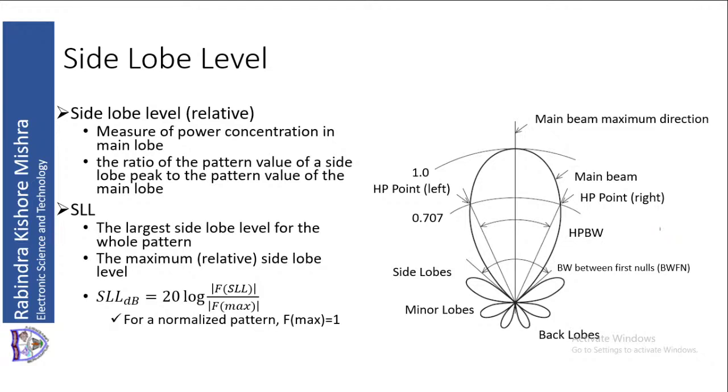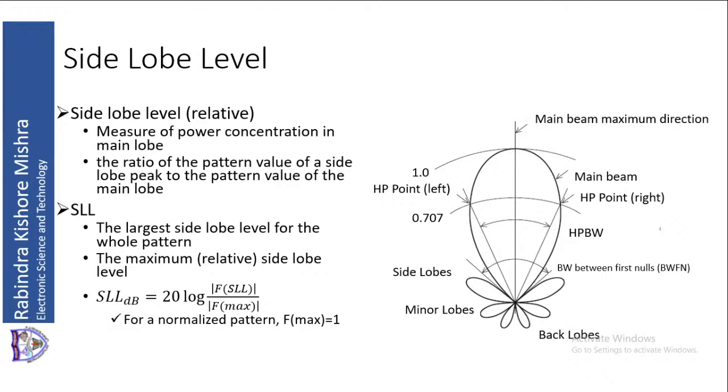The SLL gives you the largest side lobe level for the whole pattern, the relatively maximum side lobe level. Now, if you express it in dB, then SLL dB is equal to 20 log F_SLL by F max. F stands for field pattern: the peak value of the field pattern of the SLL by the peak value of the field pattern of the main beam, that is F max. That is SLL in dB.